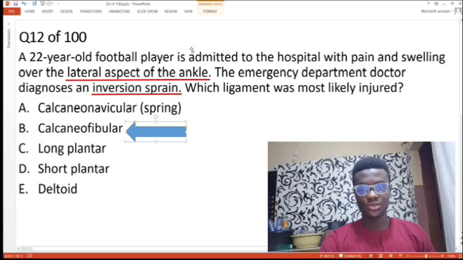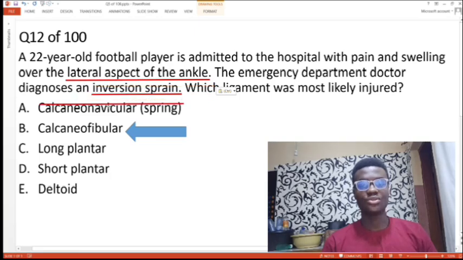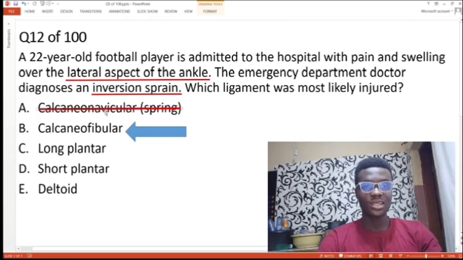Now, why are the other options wrong? First one says calcaneonavicular ligament. It's wrong. Why is the calcaneonavicular ligament wrong? It's the spring ligament that extends from the calcaneum to the navicular, and it helps in maintaining the longitudinal arch of the foot. The long plantar ligament extends from the calcaneus to the groove on the cuboid, and it is responsible for maintaining the longitudinal arch of the foot, which makes it a wrong option.